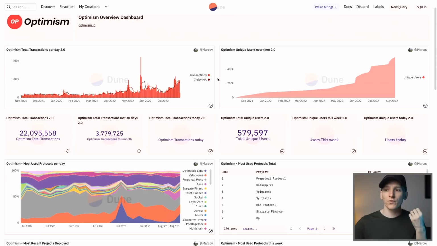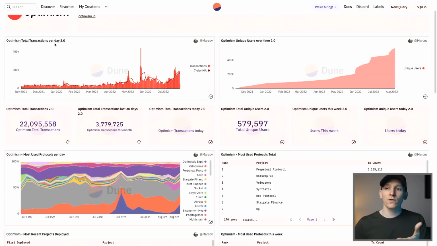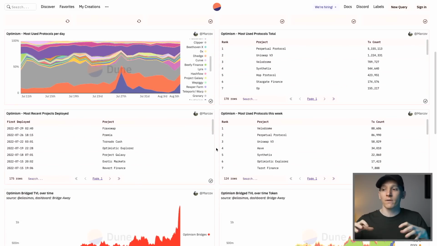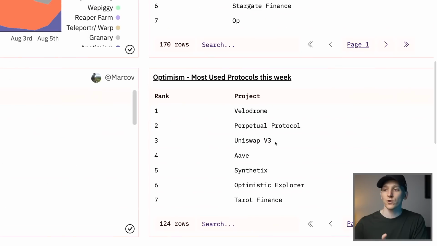And now you can see all of the real data from the blockchain put together in a dashboard for you. So you can see the total number of transactions per day and the change over time. The amount of unique users is exploding. And then you can even see all of the most popular applications within that network. So Velodrome and Uniswap and Aave are very, very popular on this network.